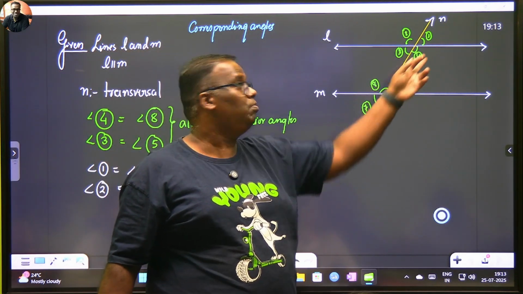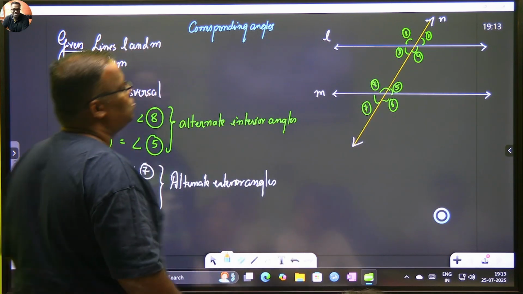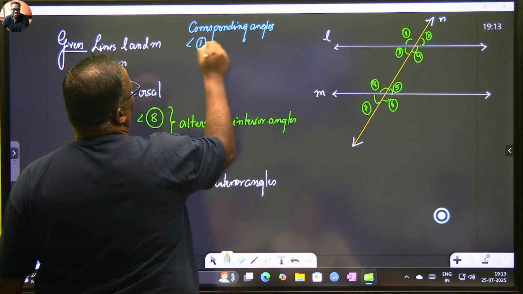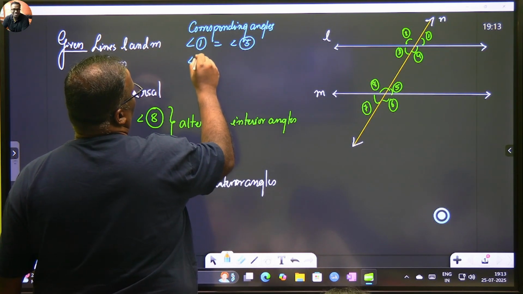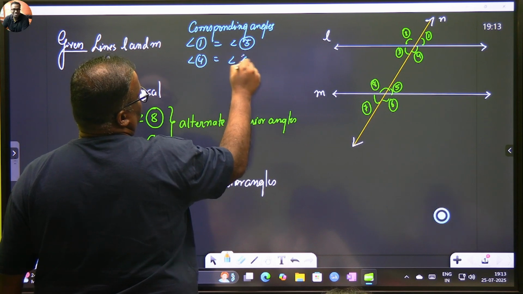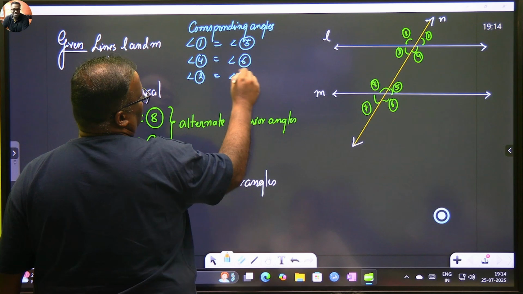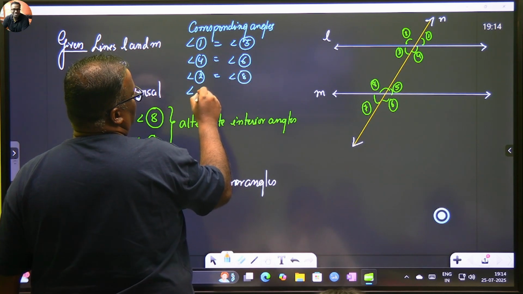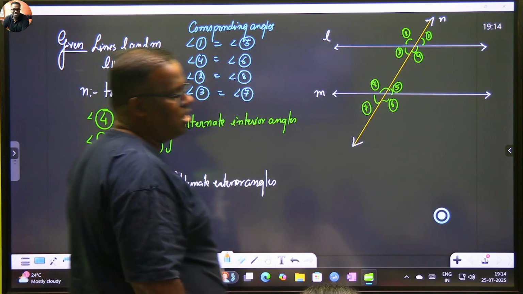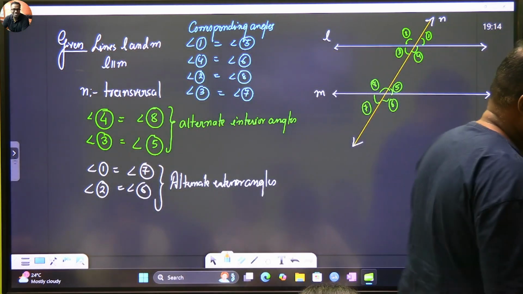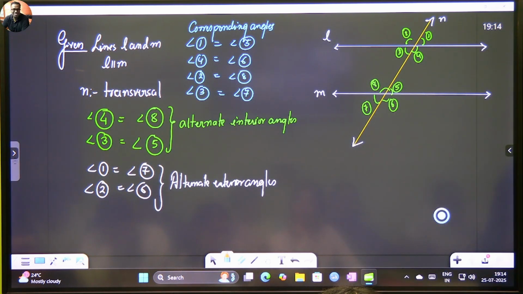Their house's drawing room, my house's drawing room, their house's kitchen, my house's kitchen. So our corresponding angles will be: angle 1 equals angle 5, angle 4 equals angle 6. On the other side, angle 2 will be equal to angle 8, and angle 3 will be equal to angle 7. Did you understand that? Have you understood corresponding angles?